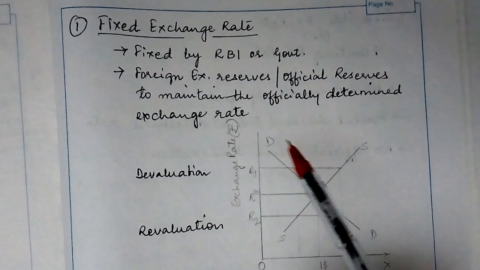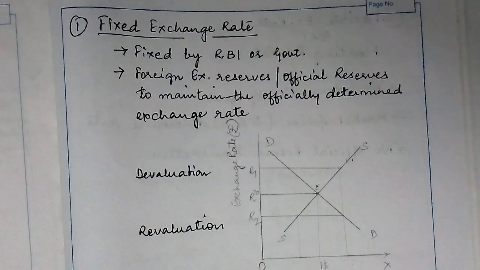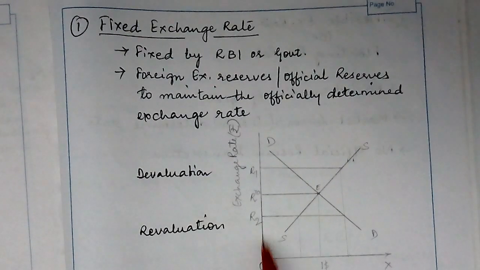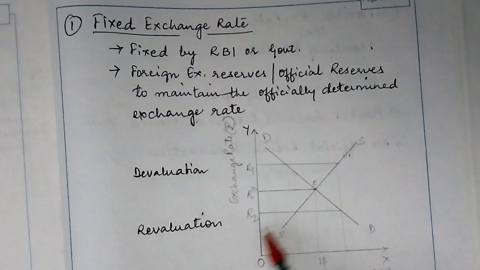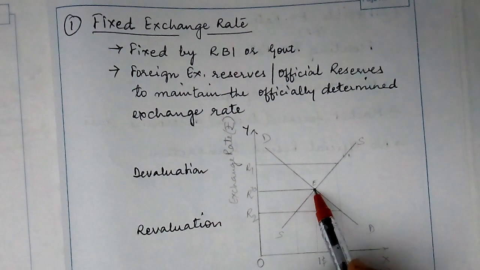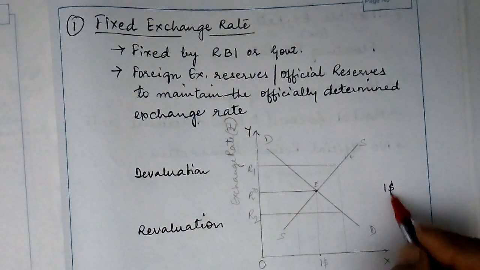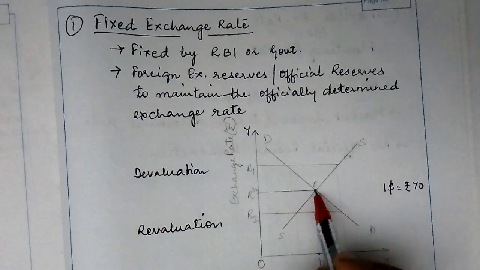Let us try to understand this with the help of a graph. In this graph we plot the foreign exchange, let us say the dollar, on the x-axis and the exchange rate of the domestic currency, that is rupees, on the y-axis. Now let us say the rate of exchange is at E. That means $1 is equal to rupees 70. That is the equilibrium point.